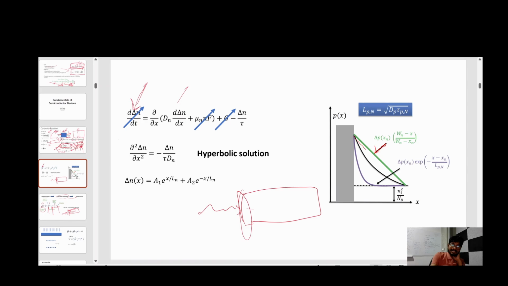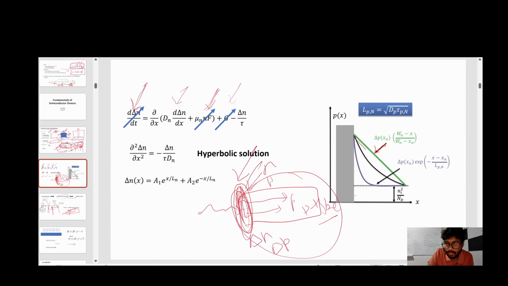What we are trying to find is how the electrons and holes are diffusing in the x direction. In this region the generation rate is zero because we are not generating carriers in this region. Towards x, yes.